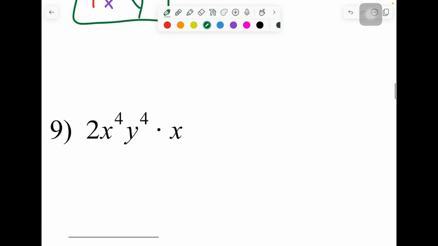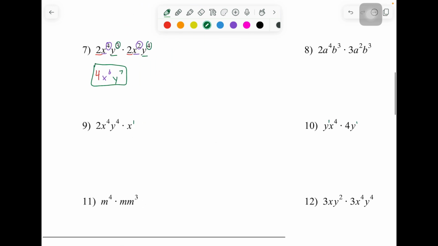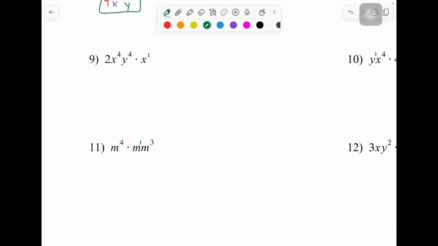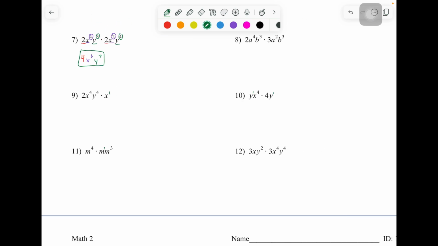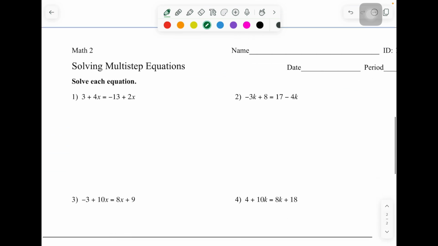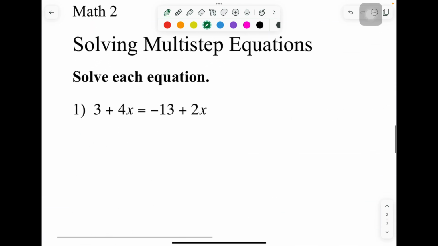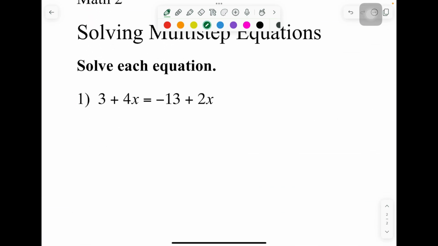Do not forget, like this x to the 4th and x, there's a 1 there, so make sure you add the 1 to that, right? And then this one down here, add the m. Okay, so anytime you see a variable without an exponent on it, put a little 1 on top, okay, because it's invisible.